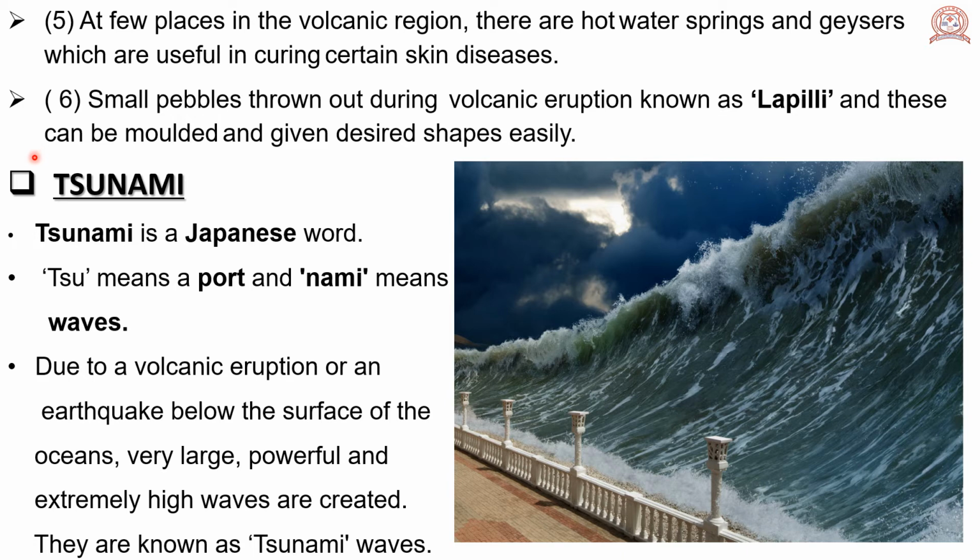Second type of natural disaster, tsunami. Tsunami is a Japanese word. Tsu means port and nami means waves. Due to a volcanic eruption or an earthquake below the surface of the oceans, very large, powerful and extremely high waves are created. They are known as tsunami waves.